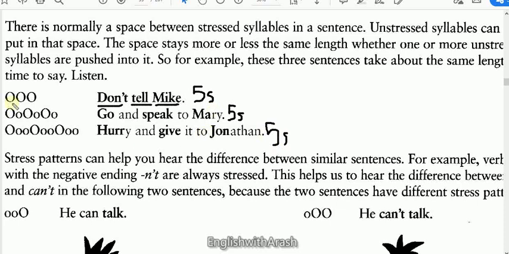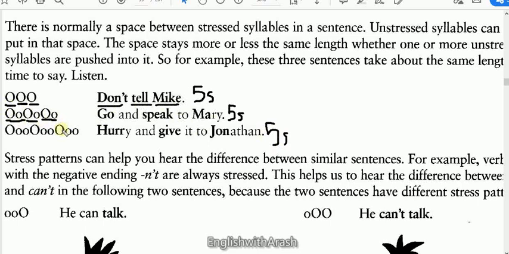And why is that? Because the number of stressed syllables is the same. Here, all of them are stressed. Don't tell Mike, okay? Don't tell Mike. Now, again, with that amount of time, I'm going to say the second one. Because the number of stressed syllables is still the same. 3 stressed. So, the first one. Don't tell Mike.